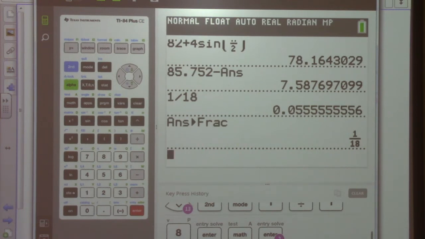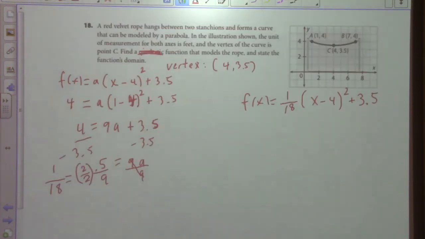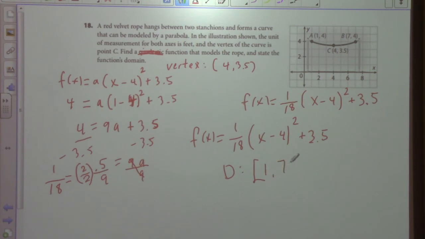Okay. No, that's a good question. Good questions. So then we have our equation: f of x is equal to 1/18th times (x minus 4) squared plus 3.5. And what is our domain for this thing? It'll be this thing here, right? 1 to 7. So that'll be our answer.